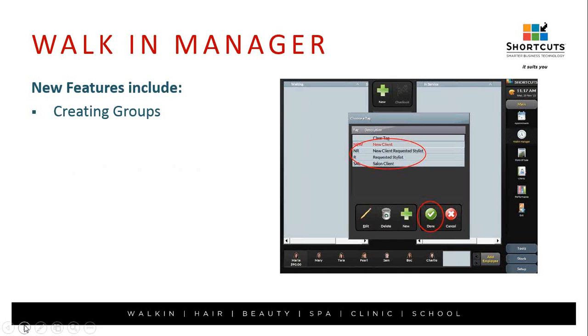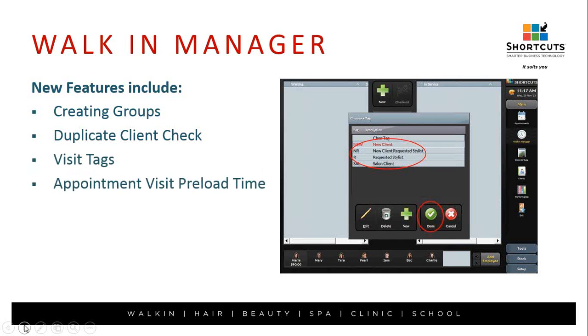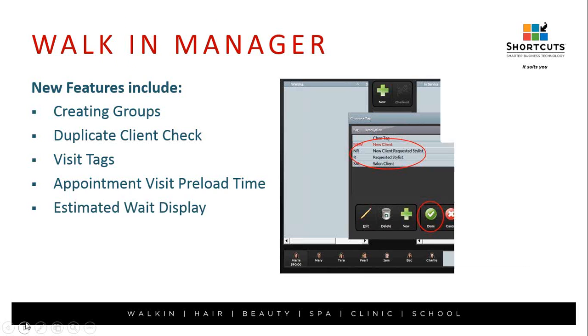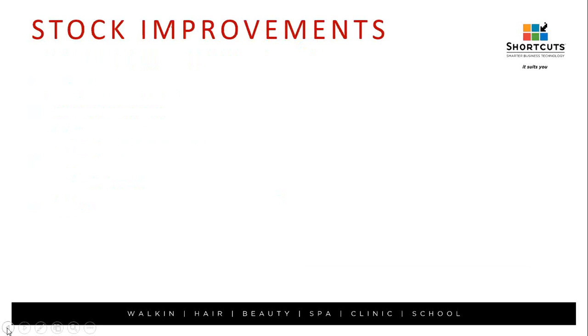The duplicate client check is now on there, so that wasn't on before, whereas anybody using appointments will have had that for quite a while. Visit tags, so being able to tag a client. There's an appointment visit preload time, so you can say that somebody can check in for an appointment 15 minutes before the next available appointment. So you can specify that people can check in a little bit earlier if needed. There's an estimated wait display. So we have a wallboard that you can put up within the salon that tells people what the estimated wait is. And that's our Walk-in Manager features.